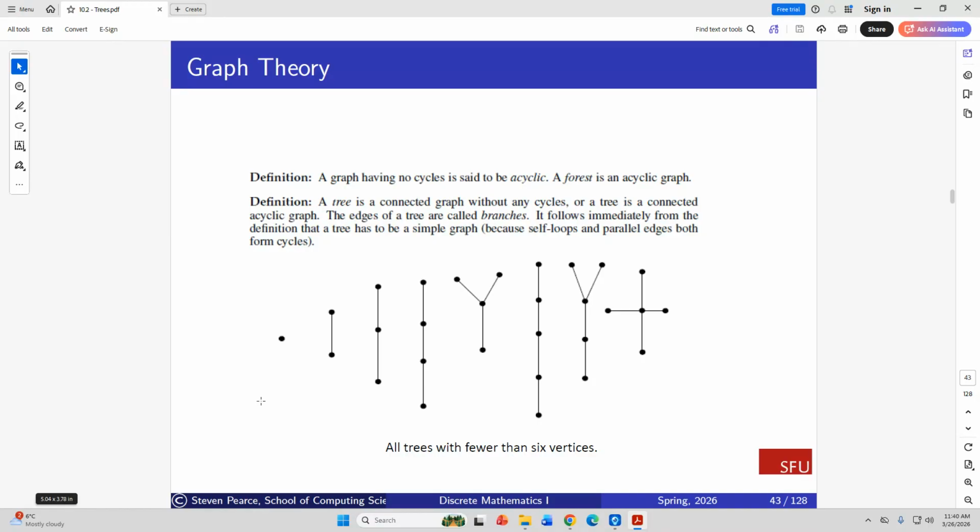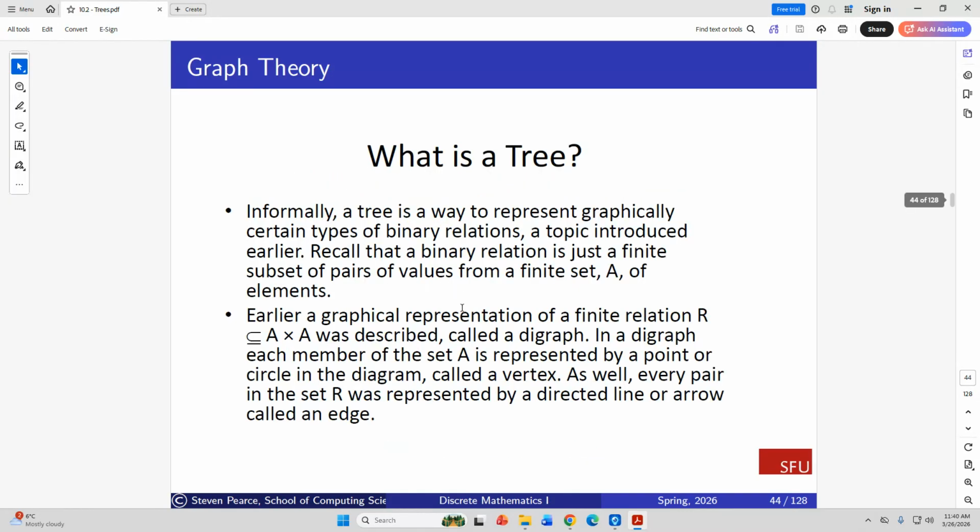So here, this is all trees with fewer than 6 vertices. That is all of them. There are no others. With 6 vertices, that is the number, 1, 2, 3, 4, 5, 6, 7, 8 trees that can be built. It's nice to know.